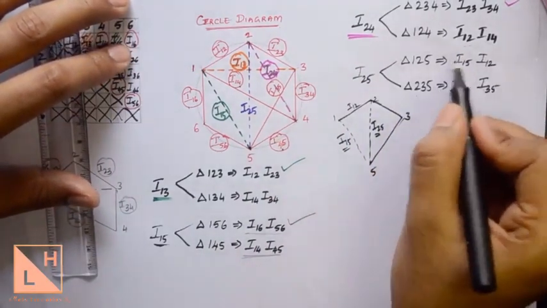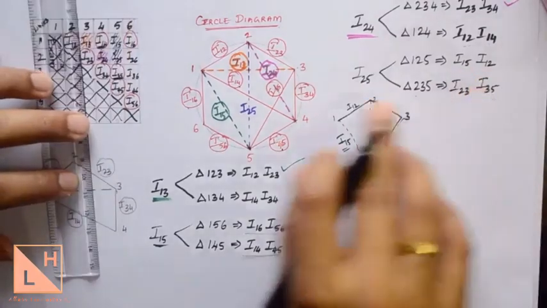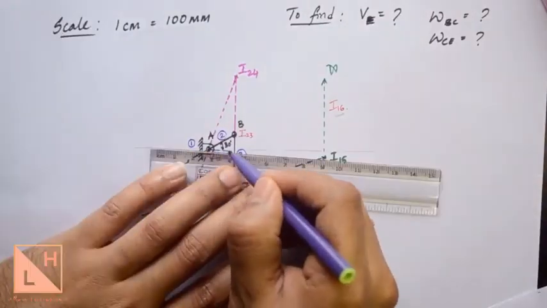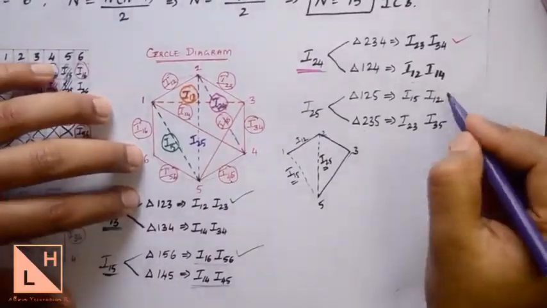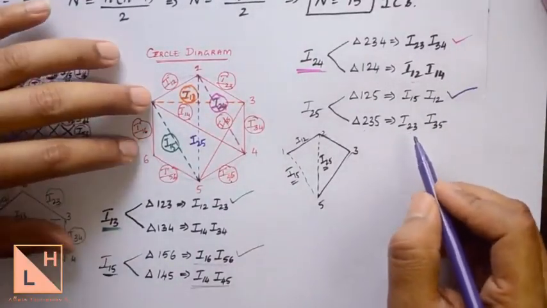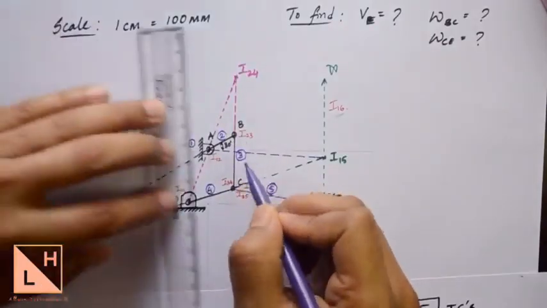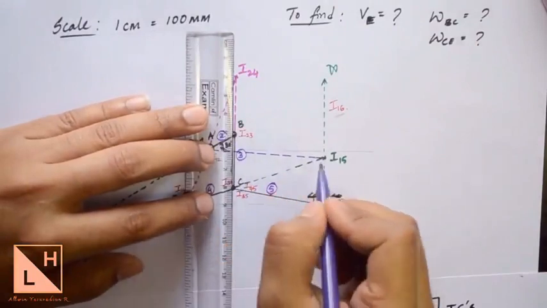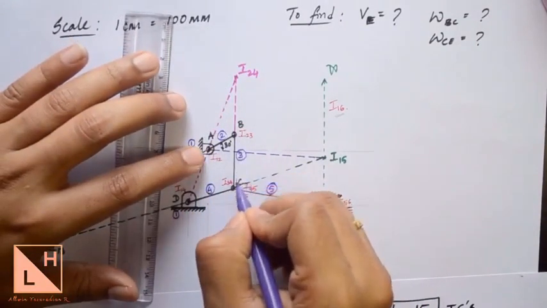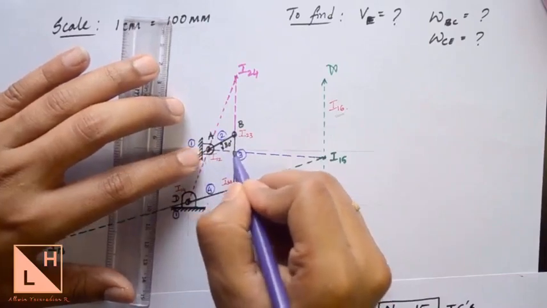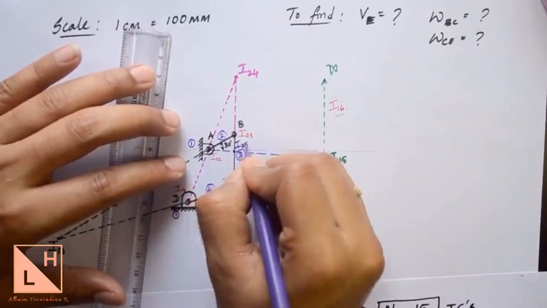So locate these ICs and connect them, extend it, where it intersects, that will give you I25. 1, 5, 1, 2. Of I12 to I15 and I23 to I35 is found over here. So this point will represent the instantaneous center I25.